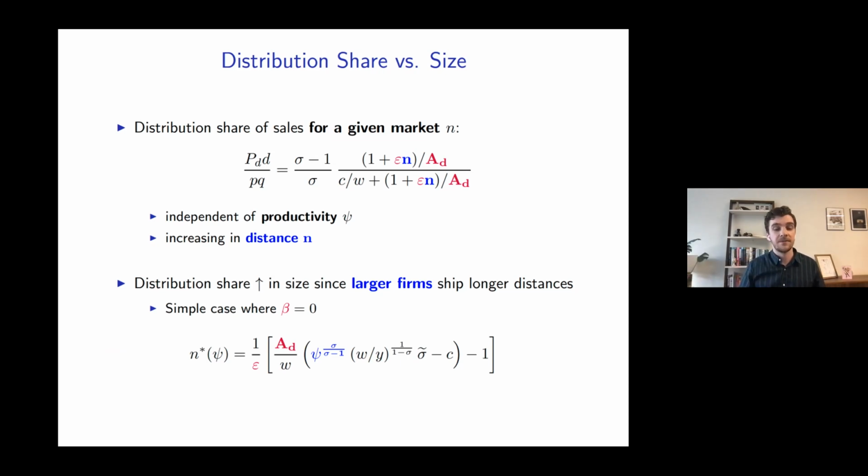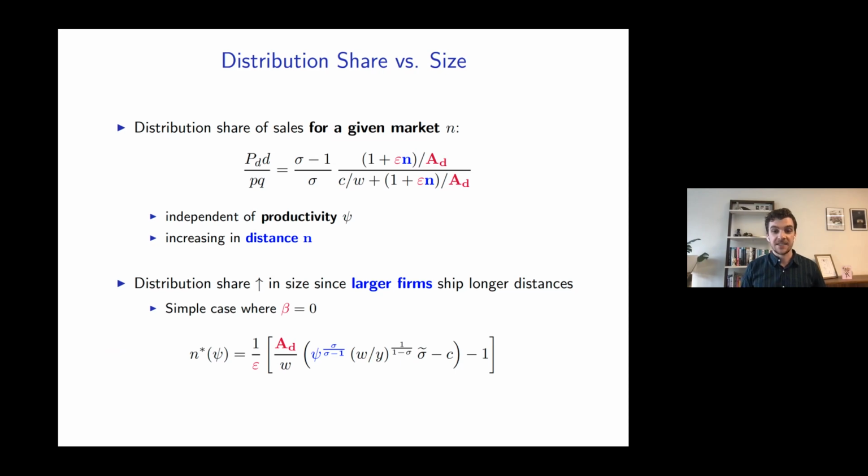And that's what explains the fact that the distribution share is increasing in size. And so there's a very simple case where we can show this, where if you just set beta equal to 0, then N star, remember, which is the furthest distance that a firm is going to sell to as a function of its quality C, is going to be increasing in psi. So higher psi means you sell to a more distant market.